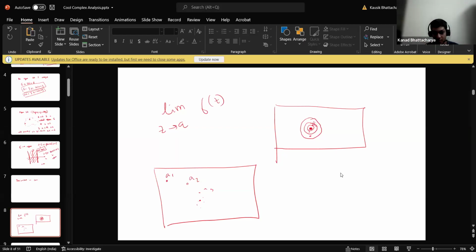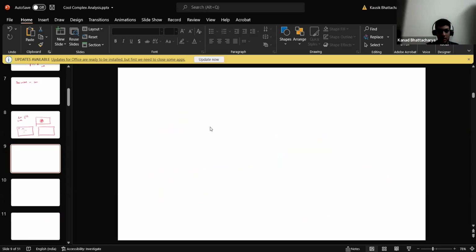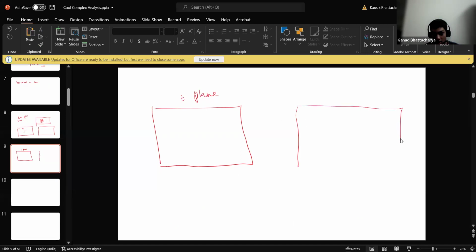Probably I should take another slide to define the whole thing. Let's say this is the plane. I'll actually define two planes: one I'll call the z plane, and the other I'll call the w plane. How does the z plane transform into the w plane? We take a point z from the z plane and map it to the point w, which is defined as f of z.